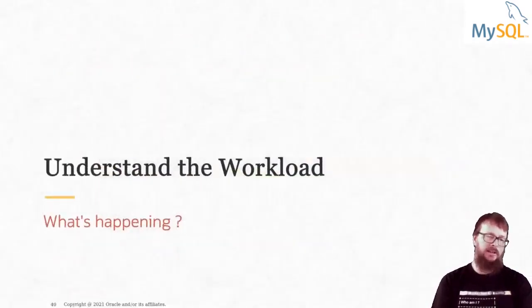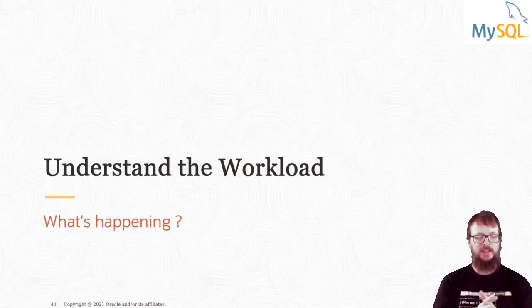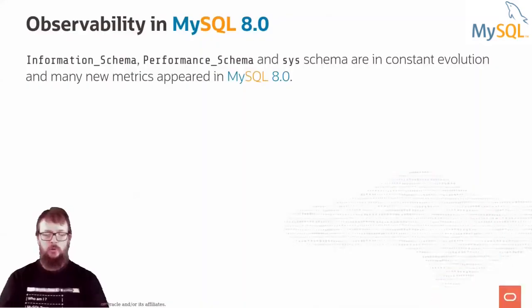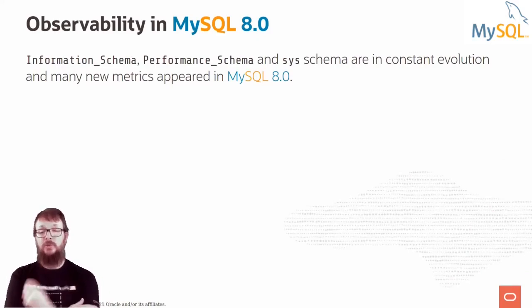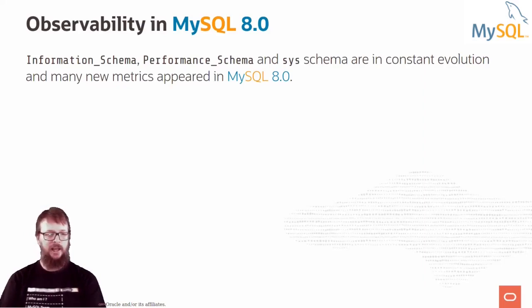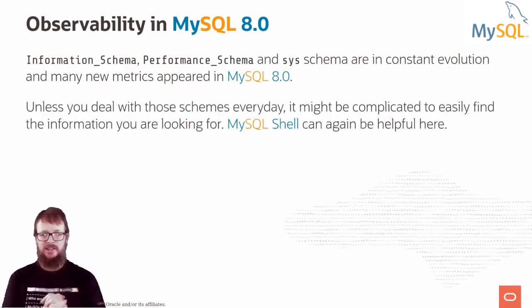And finally, the last topic that a MySQL DBA has to do almost daily is to understand the workload. So what's happening on the server? In MySQL 8.0, we have worked a lot on observability. We have improved information schema, performance schema, sys schema. They are all in constant evolution. Every release, there is something new in there, and that helps the DBA to know what's going on and to have more details of what's happening, right? But unless you deal with these schemas every day, sometimes I agree it could be complicated.